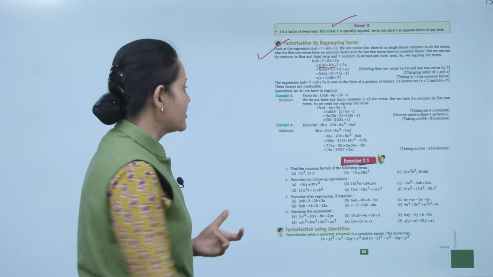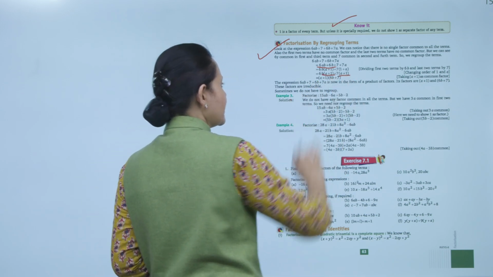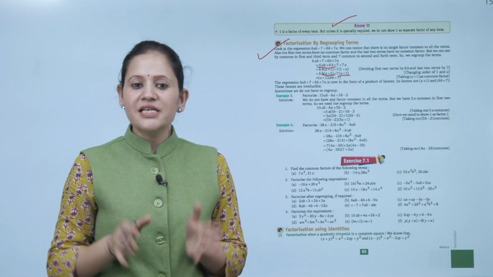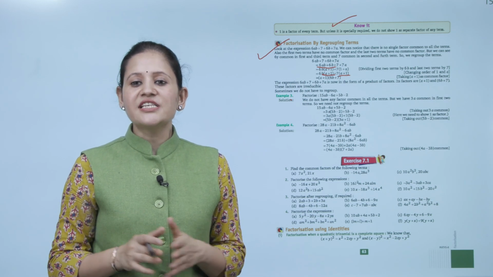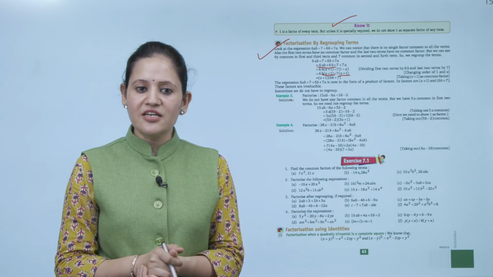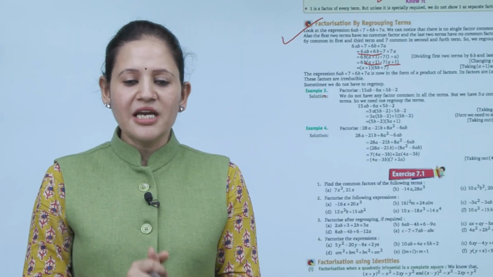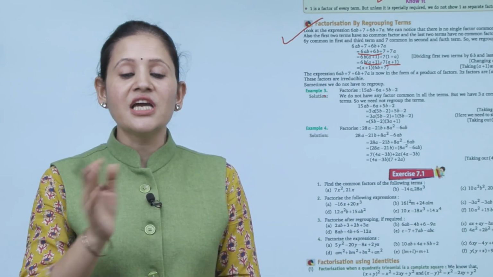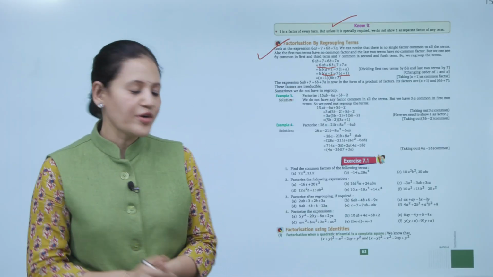So there are two factors. One is common in both, a plus 1, and the other is 6b plus 7. Clear? The expression 6ab plus 7 plus 6b plus 7a is now in the form of a product of factors. Its factors are a plus 1 and 6b plus 7. These factors are irreducible. Sometimes we do not have to regroup, as the terms are already arranged that way, and sometimes we have to regroup them to take something common. Next is exercise 7.1.